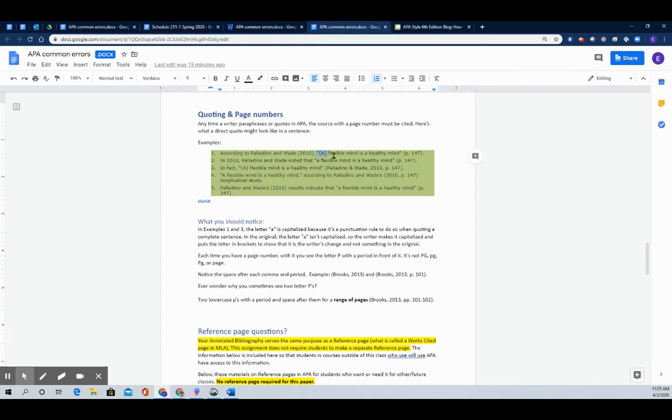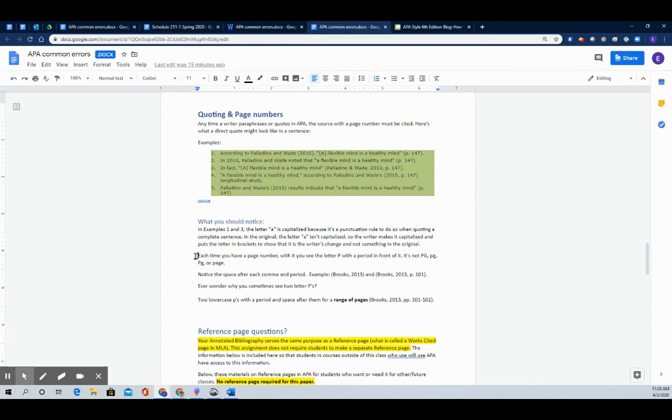My guess is you've all seen this before when you're reading. You see something in brackets, but you don't really necessarily know why. It's showing that the writer changed something in the original. And so in this case, you would have to change that to a capital letter A. And because you make that change, you throw it in brackets.